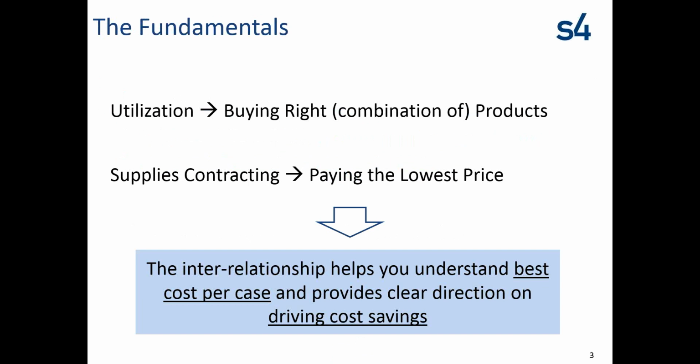So what are the fundamentals of supply cost savings or control? First, we look at utilization, which is utilizing the right combination of products in our ORs. And also, of course, we focus on price and supplier contracting. The interrelationship between those two items is what helps us to drive our best cost per case and accelerate our cost savings. In this presentation, we're going to focus on the utilization of supplies. Next slide, please.